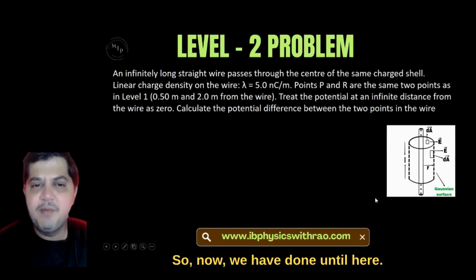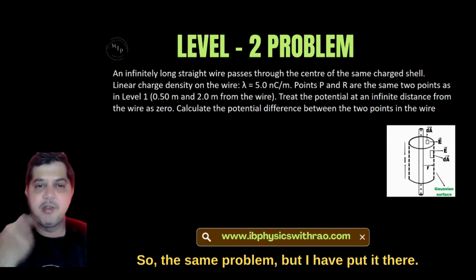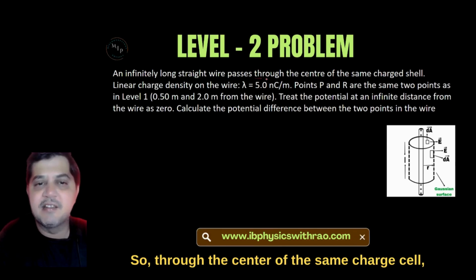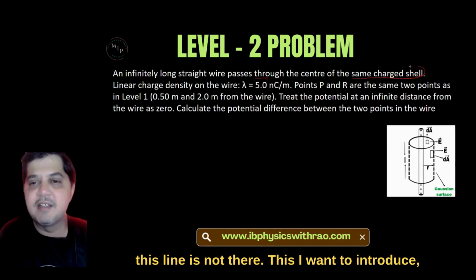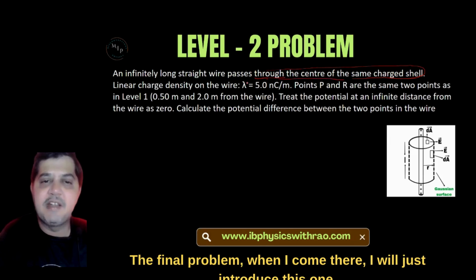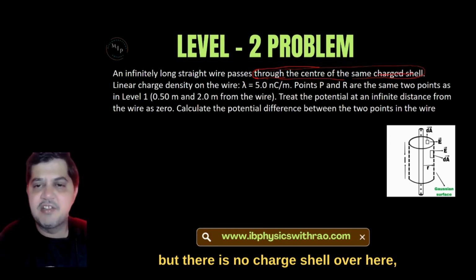Now we have done until here. Now let us read the problem, the same problem I have put there. I'm putting the same thing over here. This line is not there through the center of the charge shell. I want to introduce this when it comes to the final problem. Until now, I'm not going to put this. The wire passes through the center, but there is no charge shell over here.